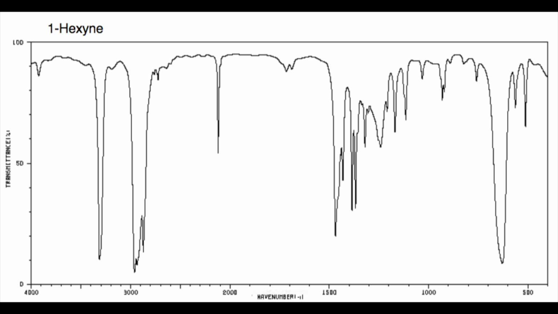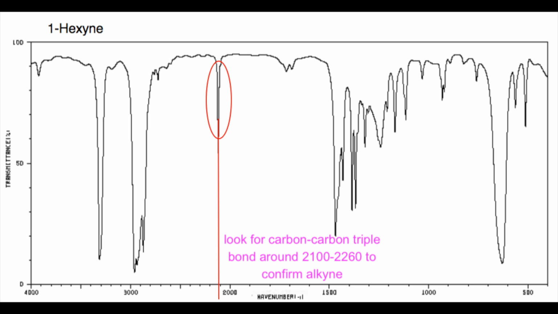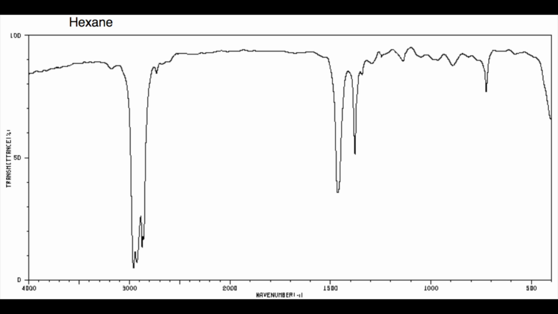Lastly is hexyne. It's got a triple bond, which means there are sp hybridized CH bonds. Those peaks are located at a higher wave number region than sp2 or sp3 hybridized CH peaks. There is also a peak for the carbon-carbon triple bond located at the 2100 region to 2260 region. Remember, in IR, it's important to see what peaks you have and don't have. If we take a look at hexane again, we can see it's quite empty.